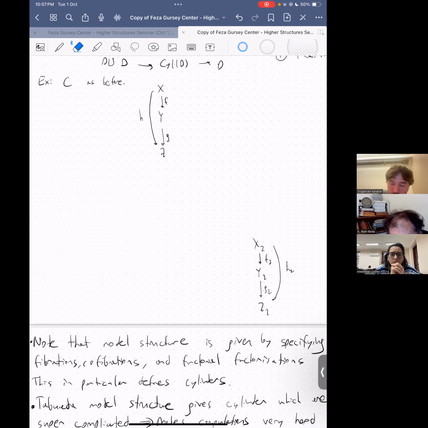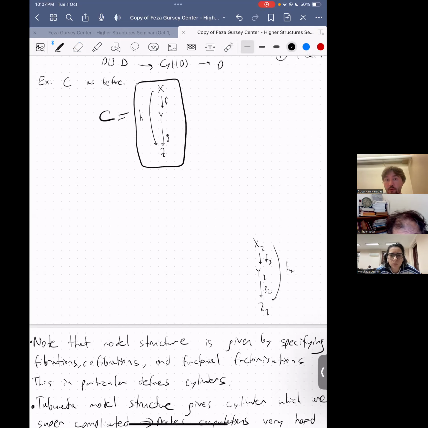My DG category is this thing. Assume I have three objects, X, Y, Z. I have a map from X to Y, Y to Z, and X to Z. Let's say the differential of H is GF, the differential of G is 0, the differential of F is 0, and degrees are whatever. And the arrows compose, so there's GF.